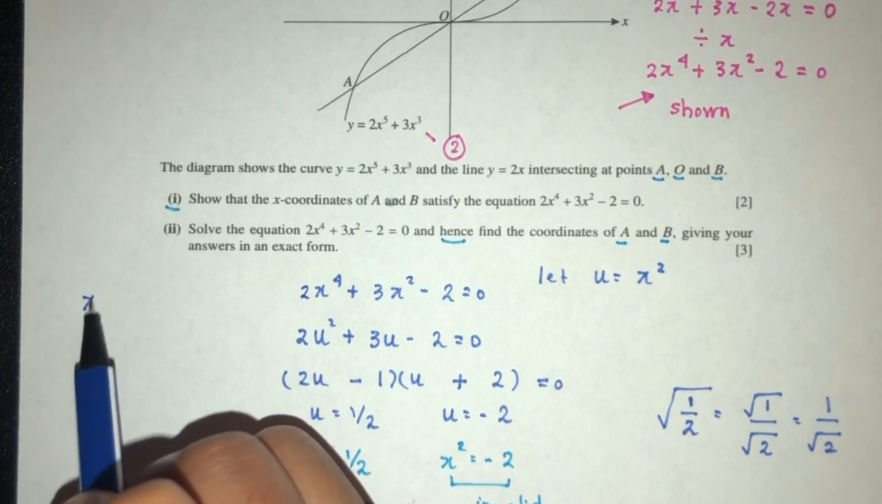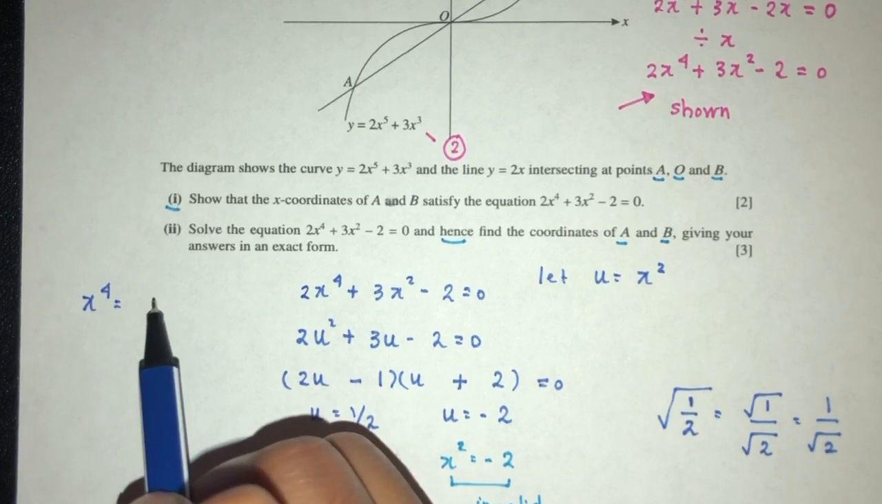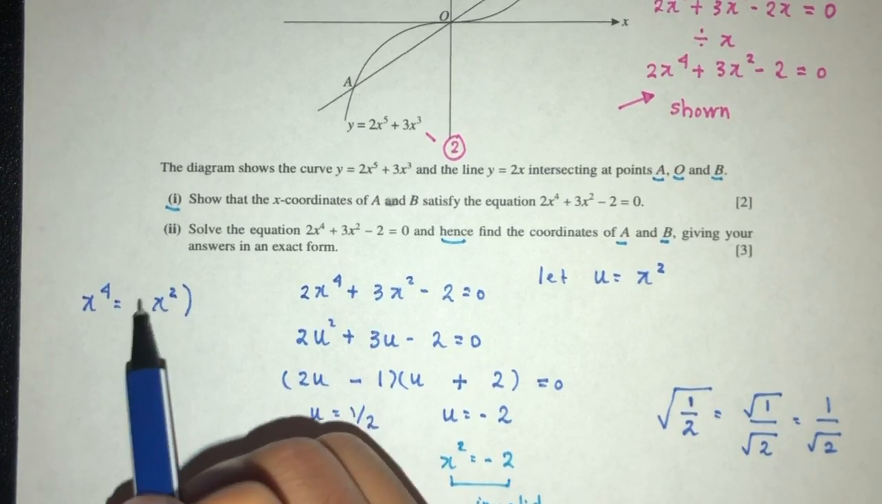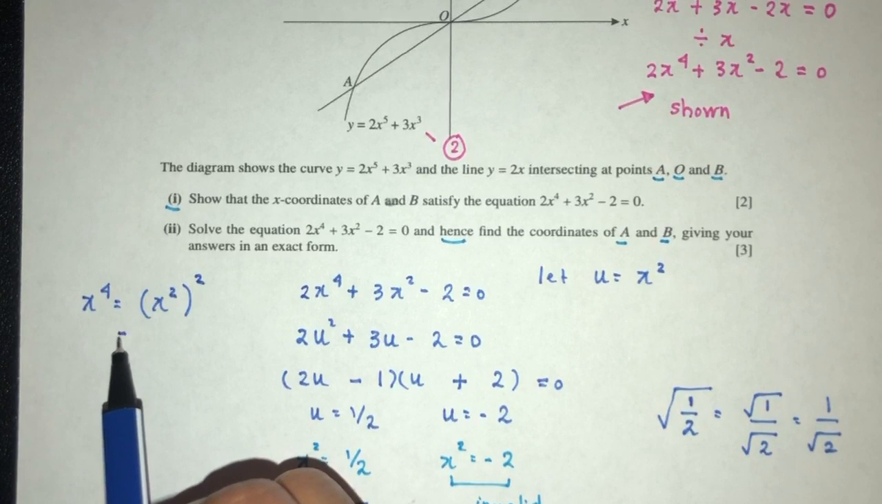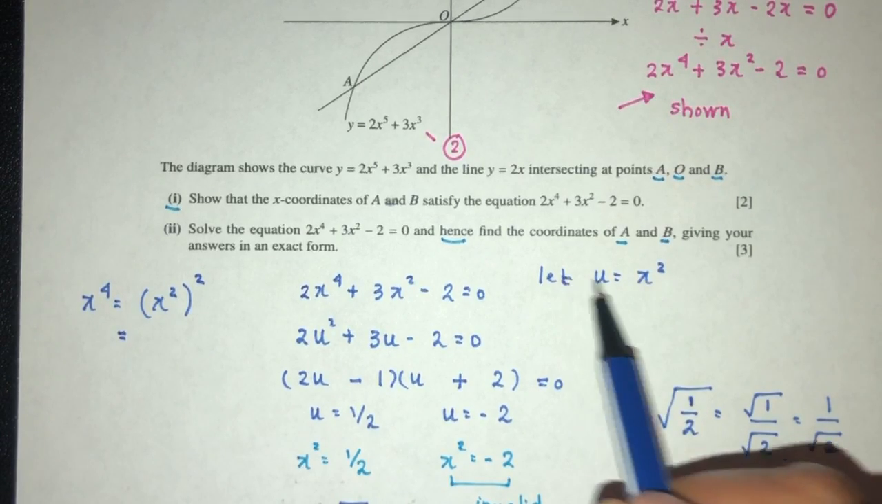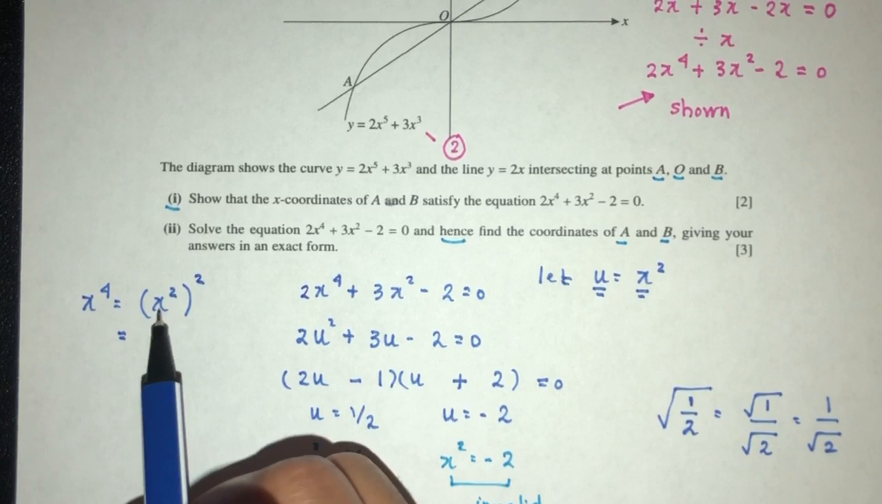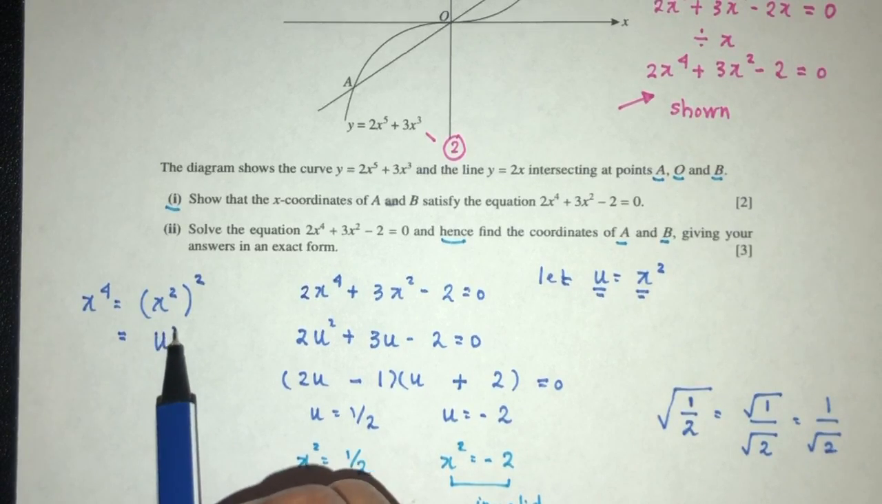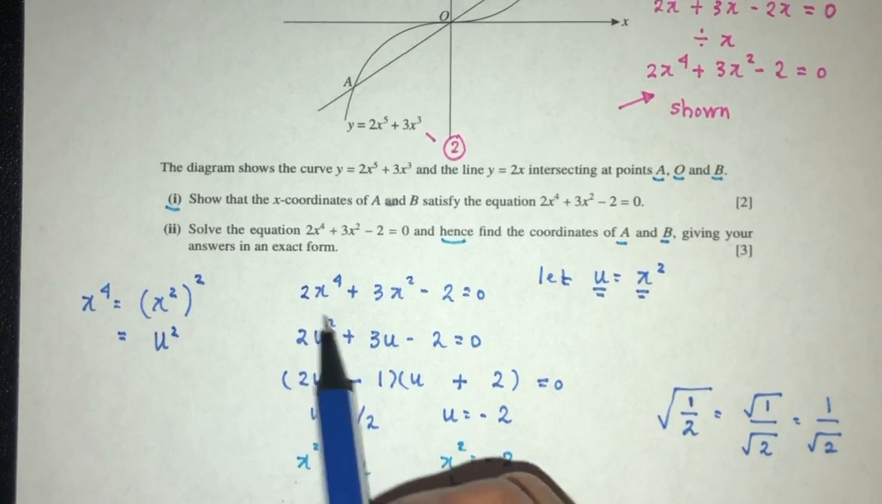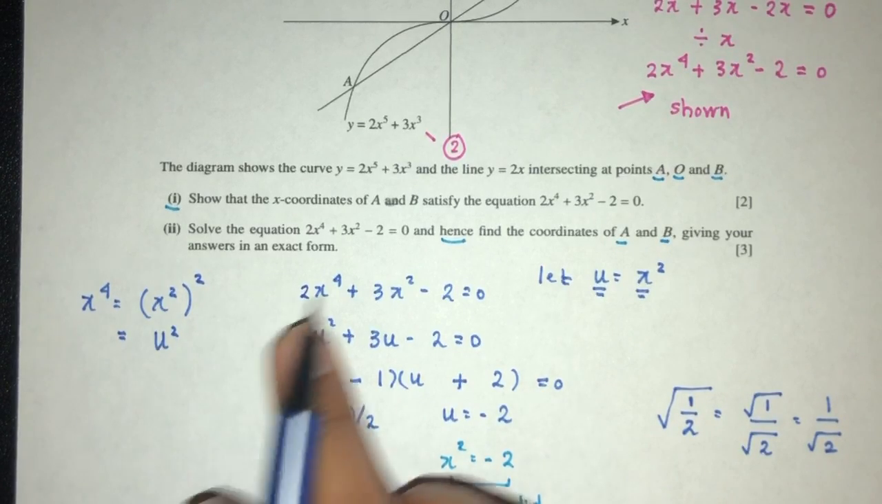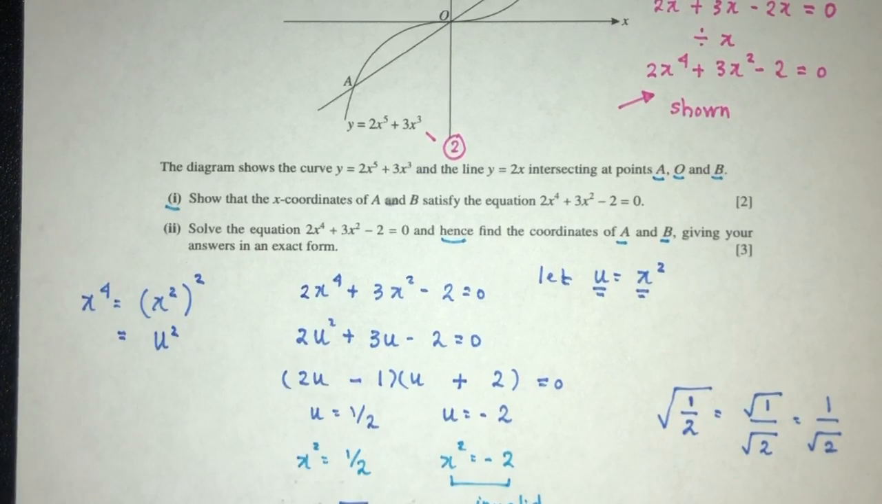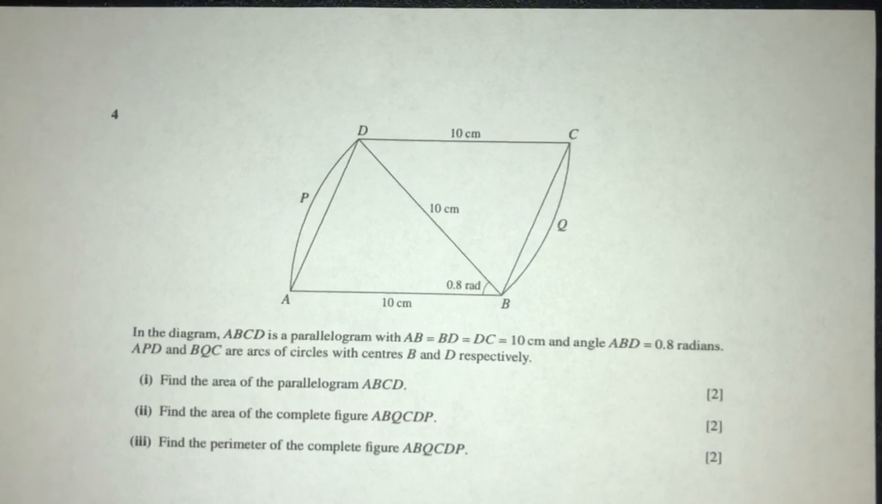Because what is x power 4? We can rewrite this as x power 2 squared. Now since we assumed that u is this, so we replace inside, that will be u squared. That's why this will become this. So just to clarify, this is how we get this. Okay, that will be part 2 of your question. So let's move on to the next question.